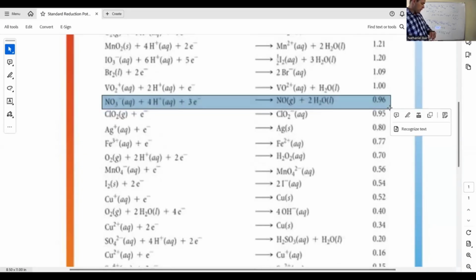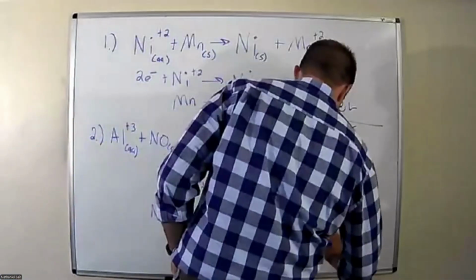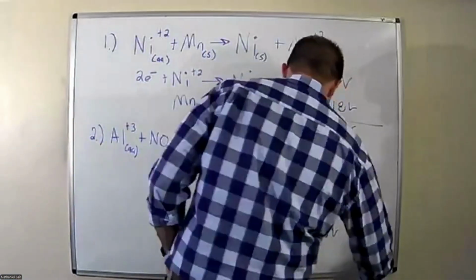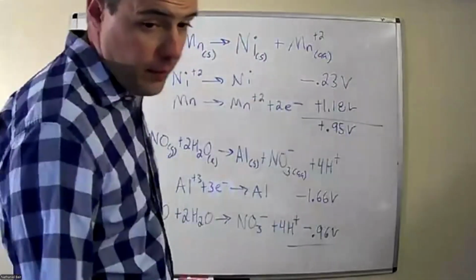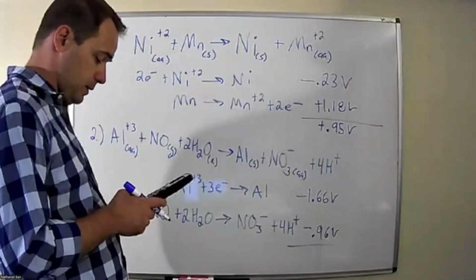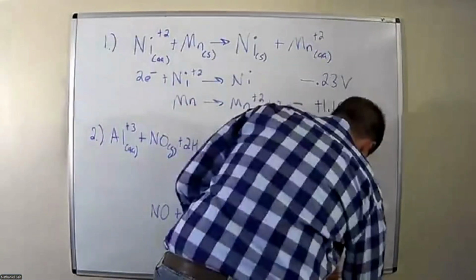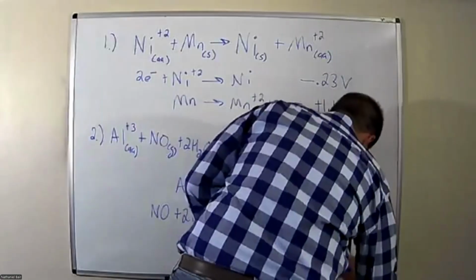This one is an oxidation, right? Okay, so we have to flip it. This one is negative 0.96 now. So that's a negative 0.96. We add it up, we're going to get a pretty negative voltage here. So negative 1.66 minus 0.96 or plus a negative. This is a negative 2.62 volts.